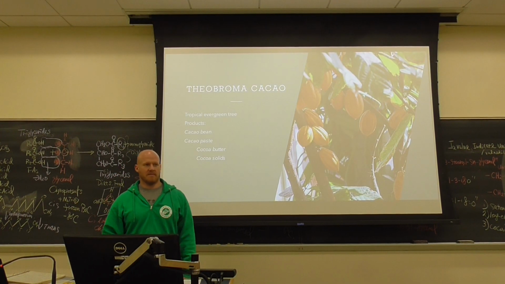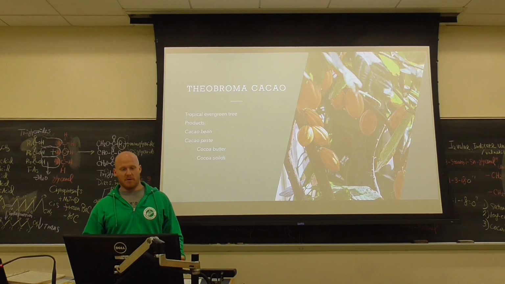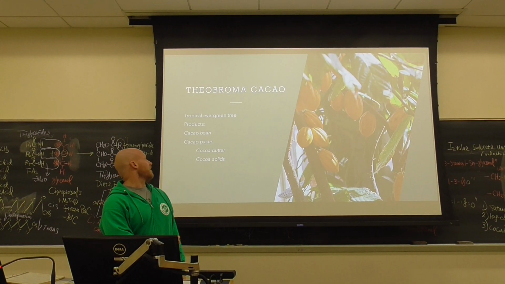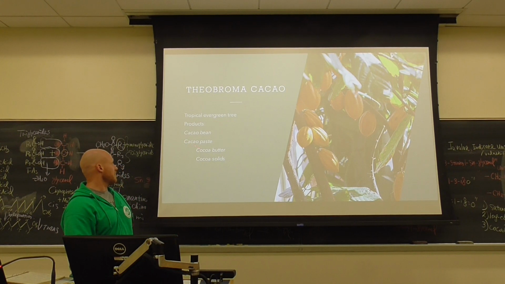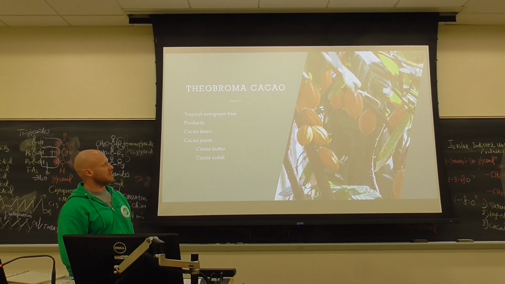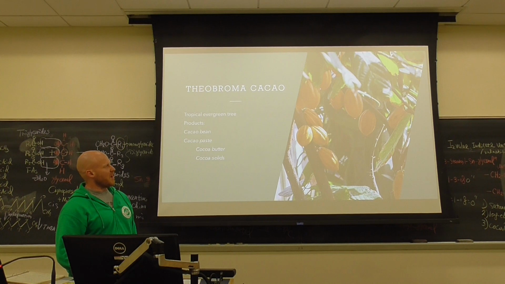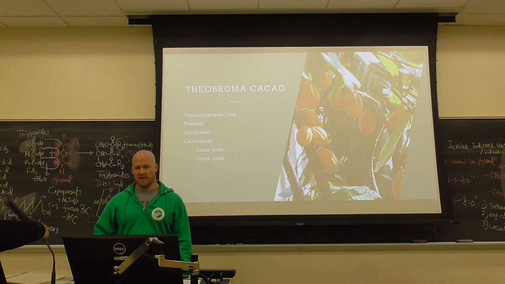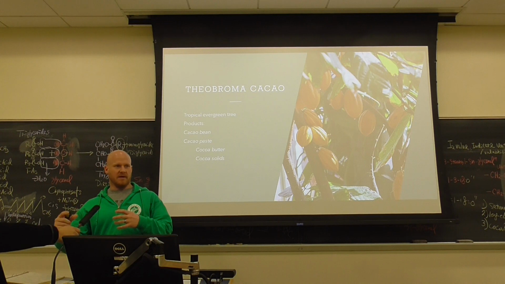The name of the tree that cocoa comes from is Theobroma cacao. It's a tropical evergreen tree. The products we get are, like I said, the cacao bean, cacao paste, cocoa butter, and cocoa solids. The pods grow against the tree, similar to bananas. They don't grow on the branches.